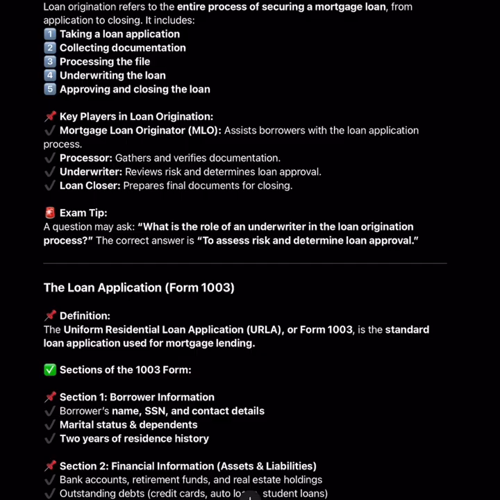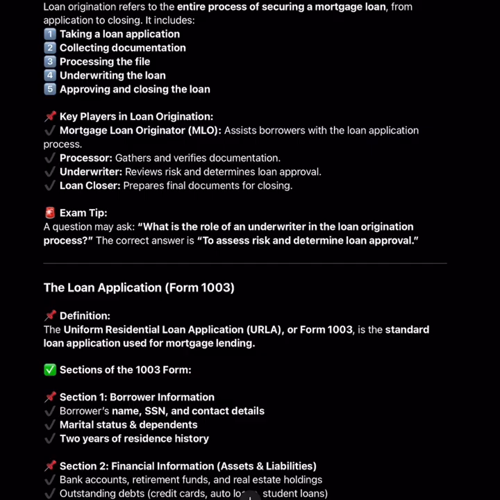Key players in loan origination. Mortgage loan originator, MLO, assists borrowers with the loan application process. Processor gathers and verifies documentation. Underwriter reviews risk and determines loan approval. Loan closer prepares final documents for closing. Exam tip: a question may ask, what is the role of an underwriter in the loan origination process? The correct answer is to assess risk and determine loan approval.